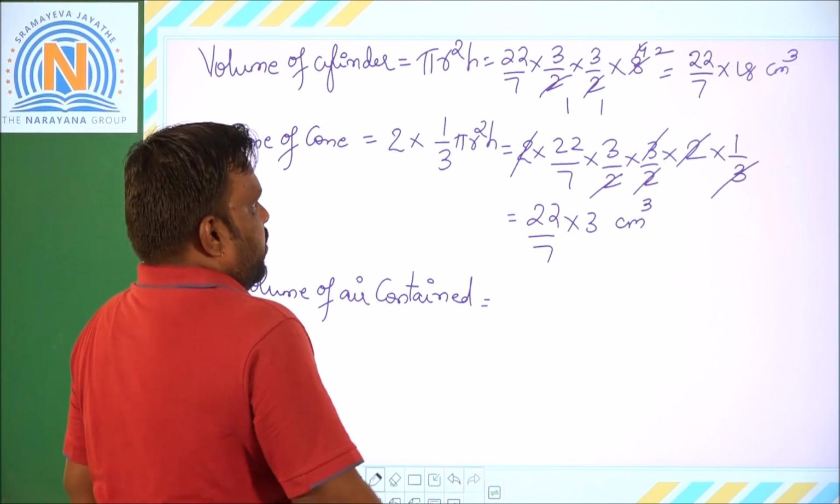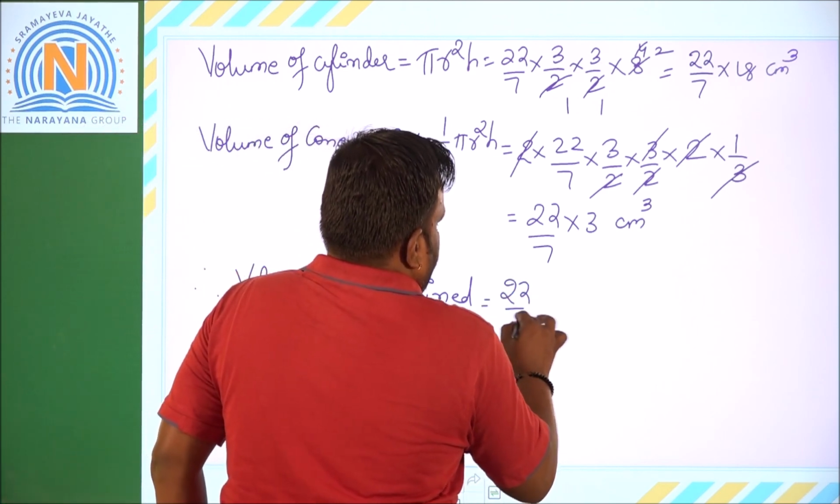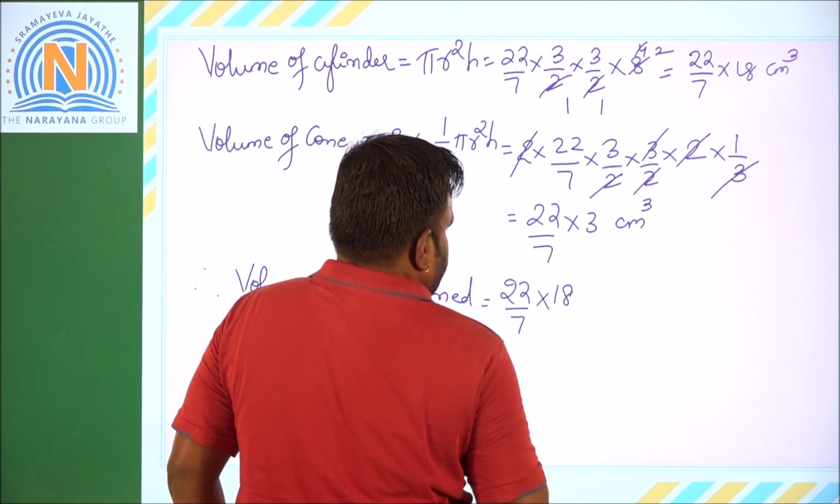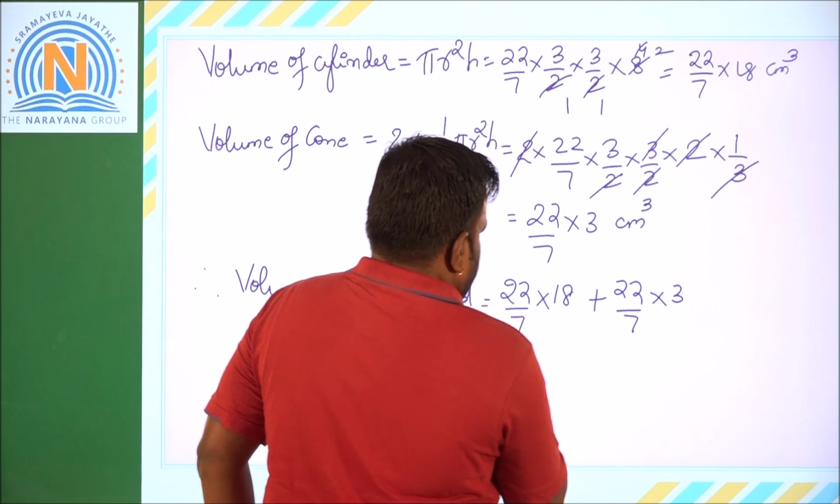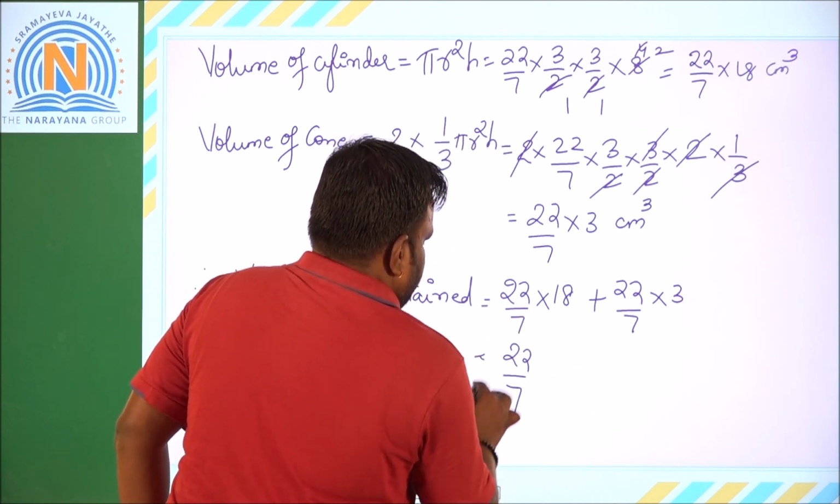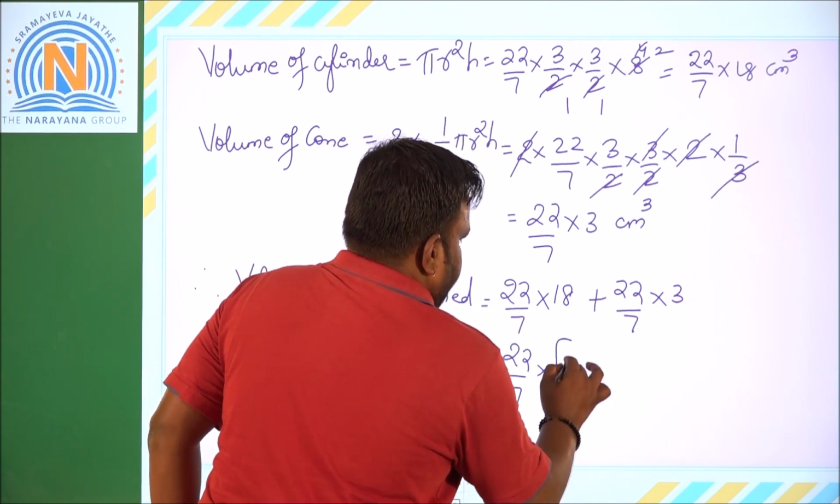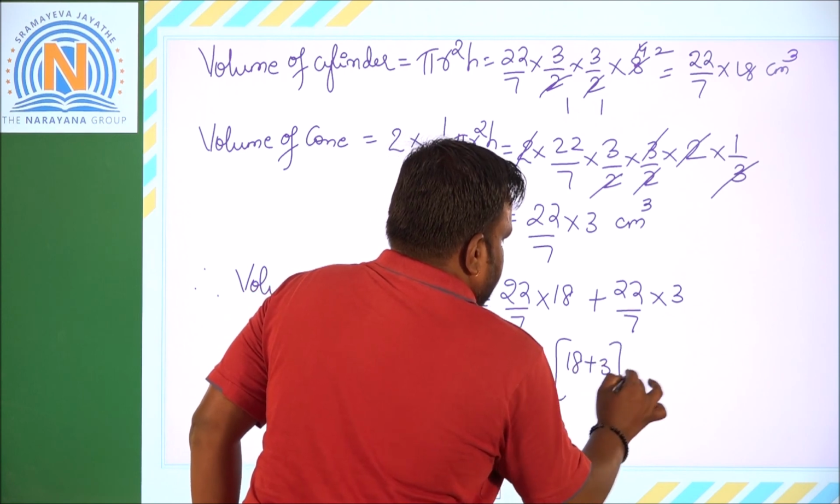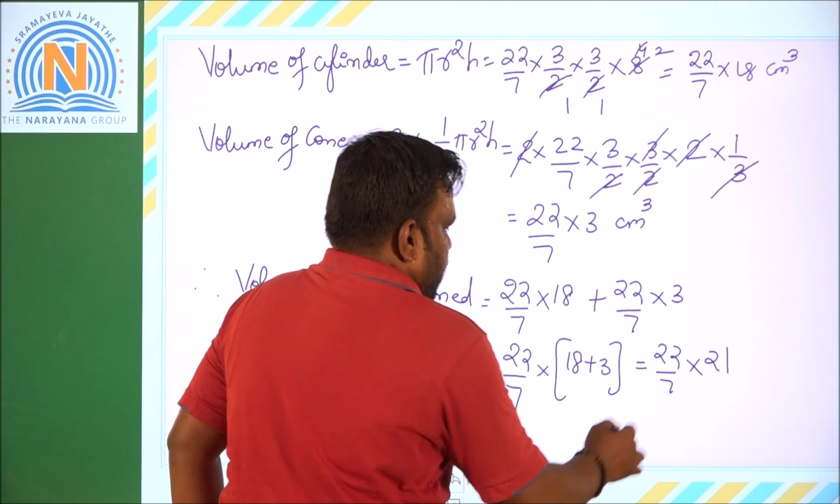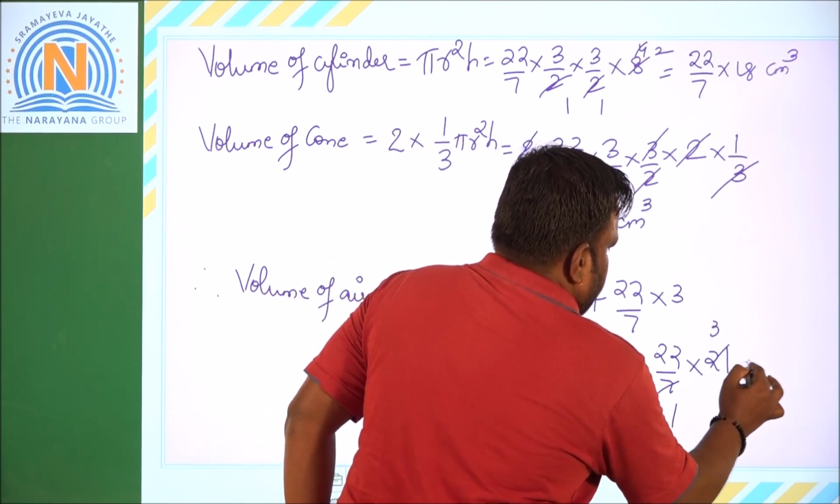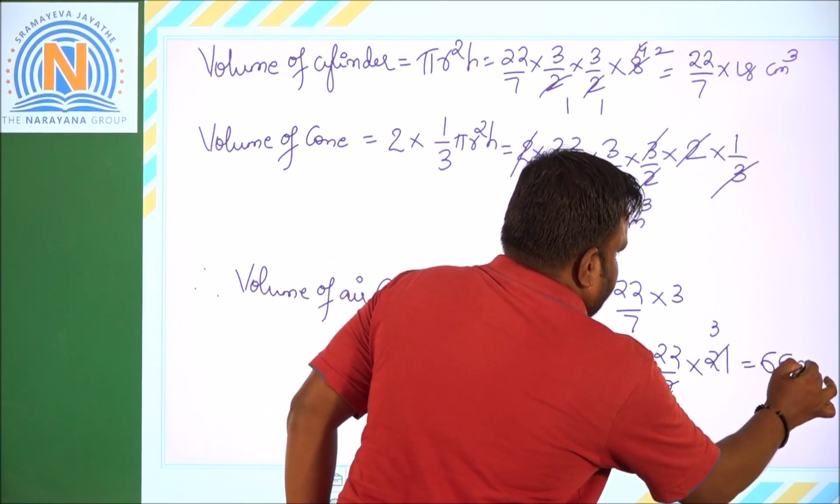So with the addition of both of the volumes, that is 22 by 7 into 18 plus 22 by 7 into 3, that is 22 by 7 into 18 plus 3, that is 22 by 7 into 21. So one time, and this is 3 times, 22 into 3 is 66 cubic centimeters.